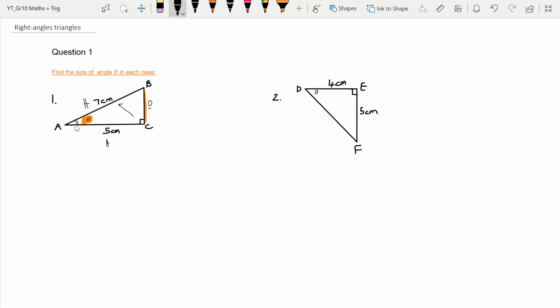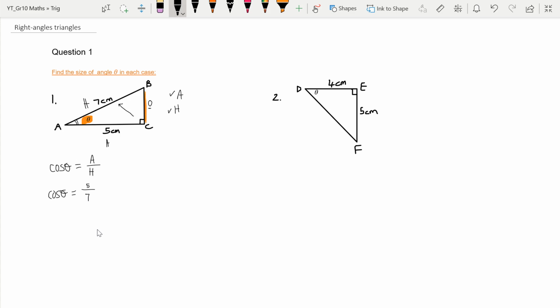If we position at A, then we've got adjacent and we've got the hypotenuse. Based on that, that helps us determine what ratio we're going to use. So think about that: adjacent and hypotenuse. This is all new, so you will get used to it. But that would be cos. Cos theta is equal to adjacent over hypotenuse. Now let's go plug those in. Cos theta is equal to, my adjacent is 5 centimeters, my hypotenuse is 7 centimeters, and that's it.